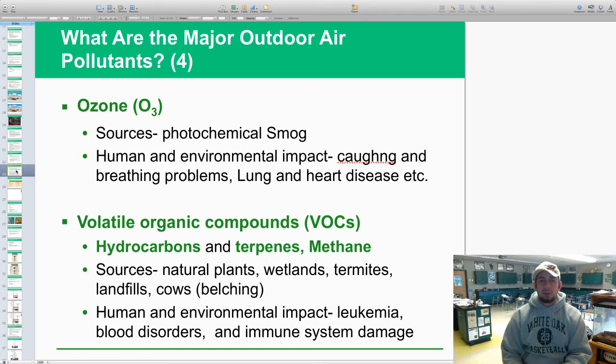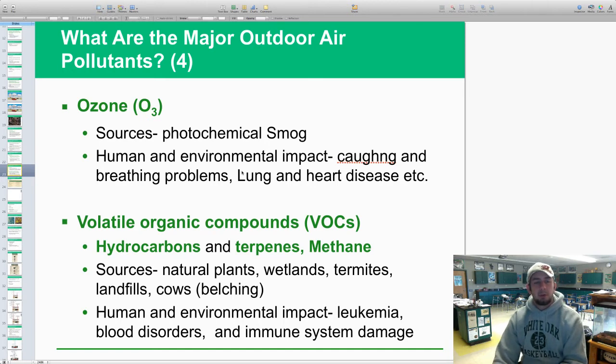Let's take a look at ozone. Ozone, we've talked about, is a really great thing if it stays in the stratosphere. If it doesn't stay in the stratosphere, if it's in the troposphere, we're in a lot of trouble. And again, its sources are photochemical smog, and the human and environmental impacts are coughing and breathing problems, lung and heart disease, and there's many other ones that we haven't really even discovered yet, but they think that ozone does cause a lot of problems. Now let's look at VOCs.